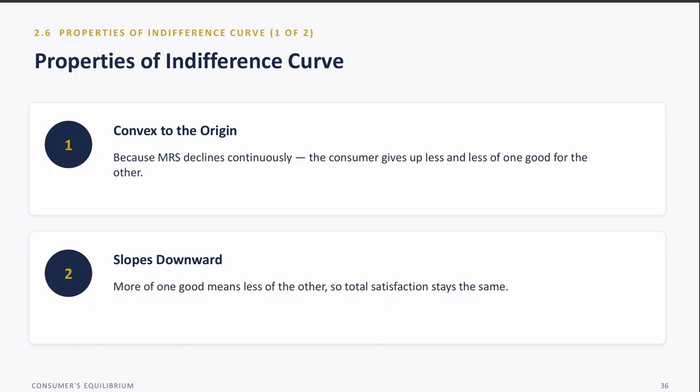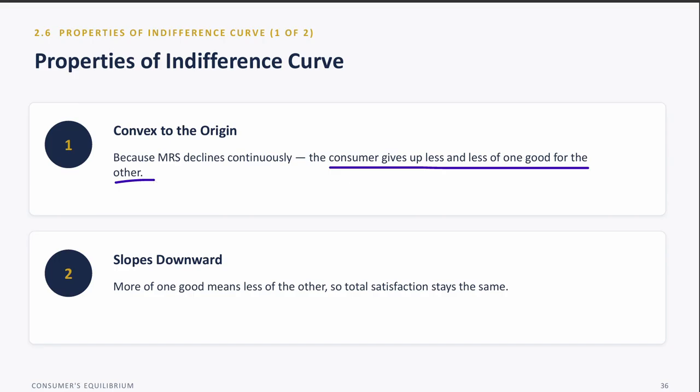Alright, so these are some properties of the indifference curve. First of all, it is convex to the origin. We just saw that because MRS declines continuously, the consumer gives up less and less of one good for the other. Right? We saw earlier the consumer was giving up 5 bananas for an additional unit of apple, then 4, then 3, then 2, then 1, like that.